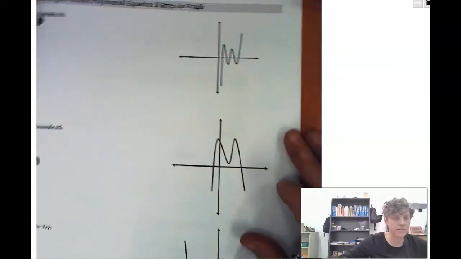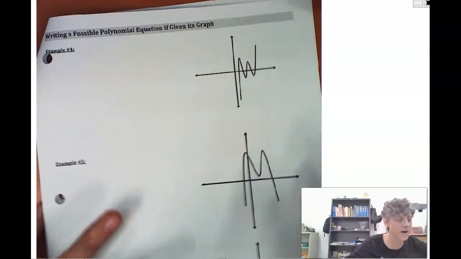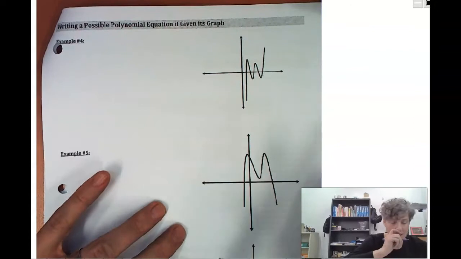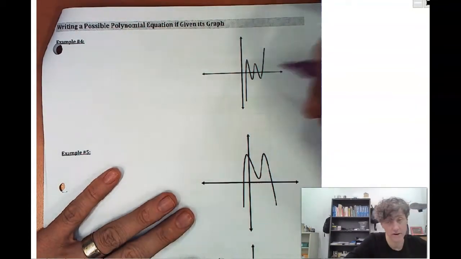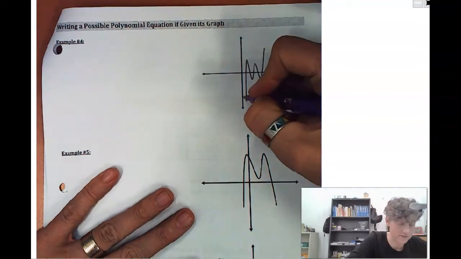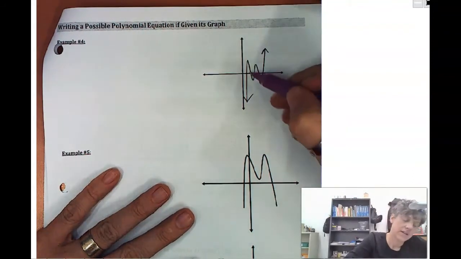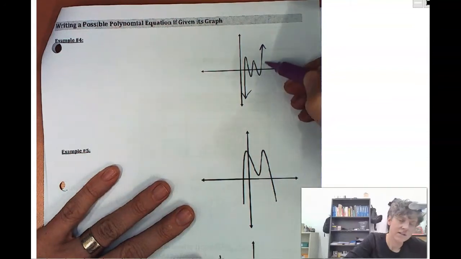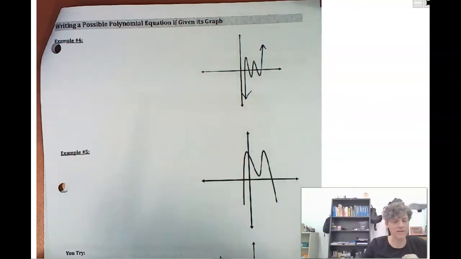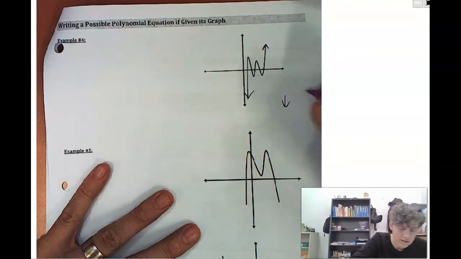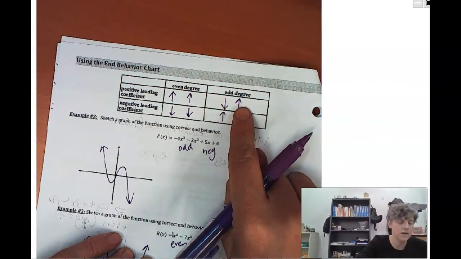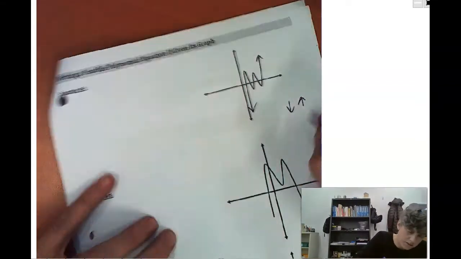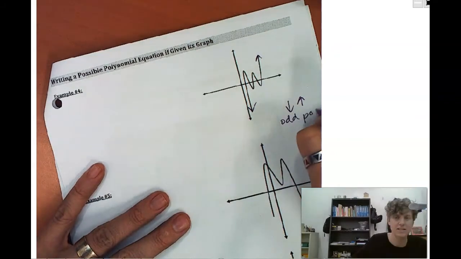And finally, write a possible polynomial equation given its graph. Okay, we're missing some arrows on the graph, so I'm going to add some arrows here. This has a left side going down, a right side going up. So that must make it an odd degree with a positive leading coefficient. So this must be odd and positive.